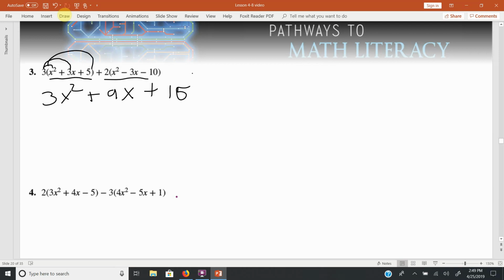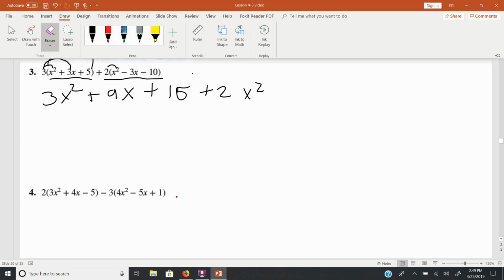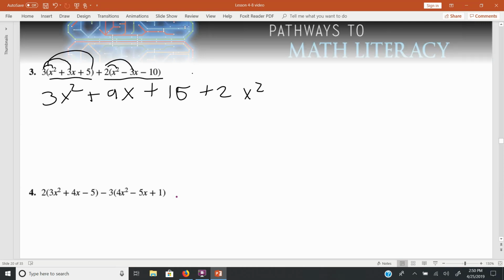Same thing with this polynomial. I have to multiply 2 times x squared. Actually, I don't need the parentheses now. That's the whole point of this. And I also do 2 times a negative 3x, or I'm subtracting 2 times 3x, which is 6x. And then I also have to subtract 2 times 10, which is 20.